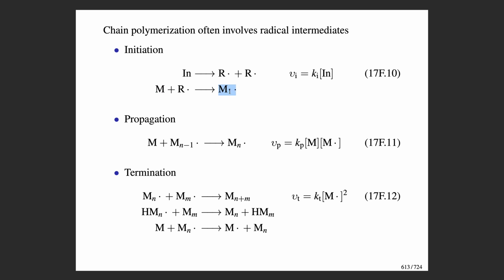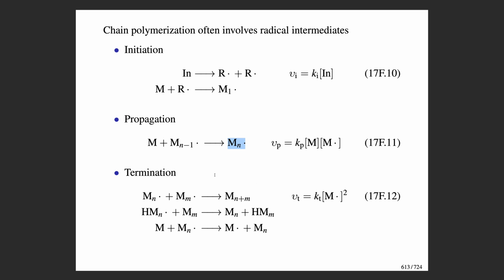And the 1 here indicates that this is a chain of unit 1 length in terms of the monomer. That monomer radical can then go on to react with another monomer to create a monomer chain that's 1 unit longer. And then this can go on to react with another monomer to get an even longer chain, and so on. And so that's what we mean by it grows at the ends.